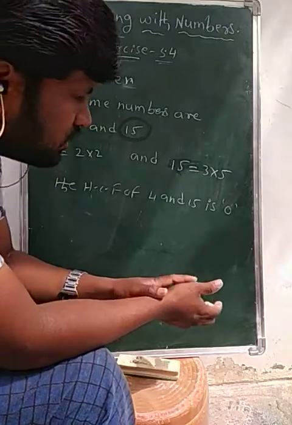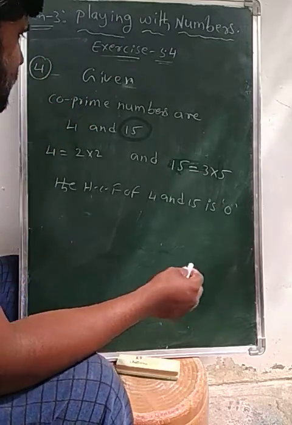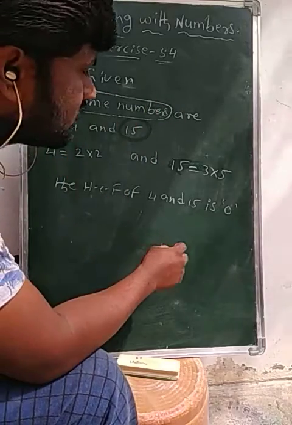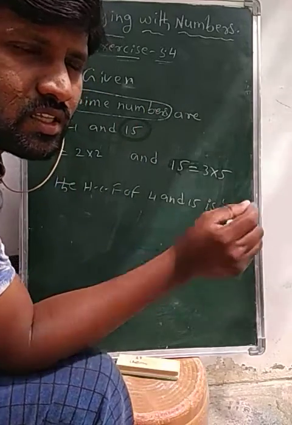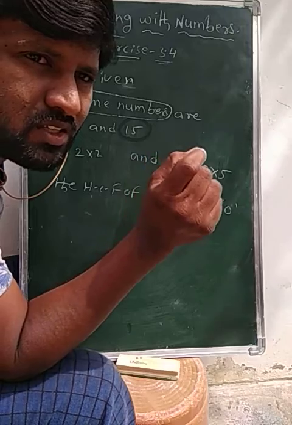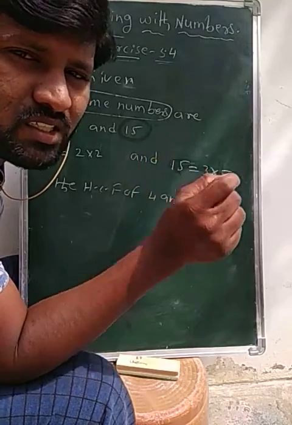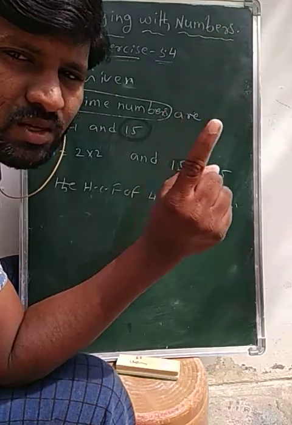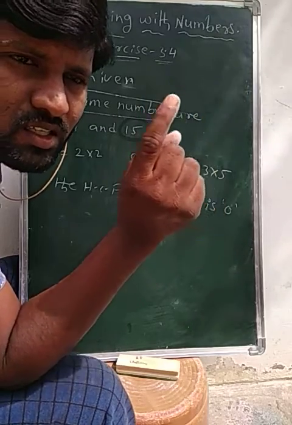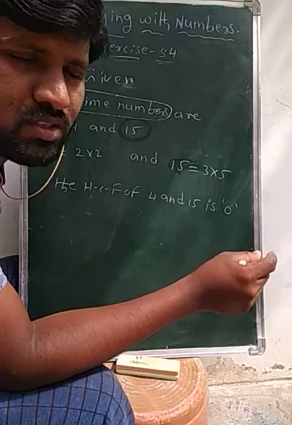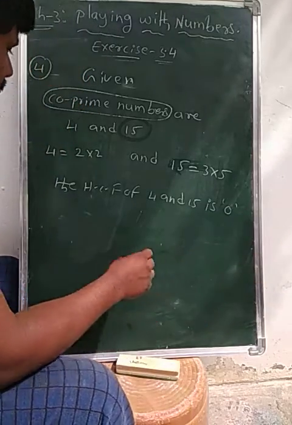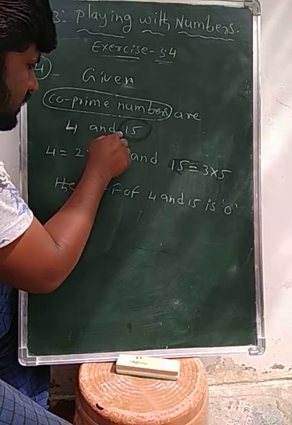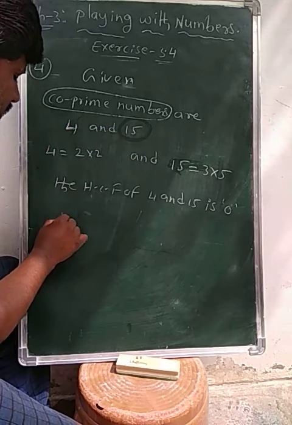Okay? So clearly they have given coprime numbers. Coprime numbers means what? We discussed it. The numbers having the highest common factor as 1 are called coprime numbers. So what I am doing here: the given two numbers are 4 and 15, and I am finding the HCF of 4 and 15.